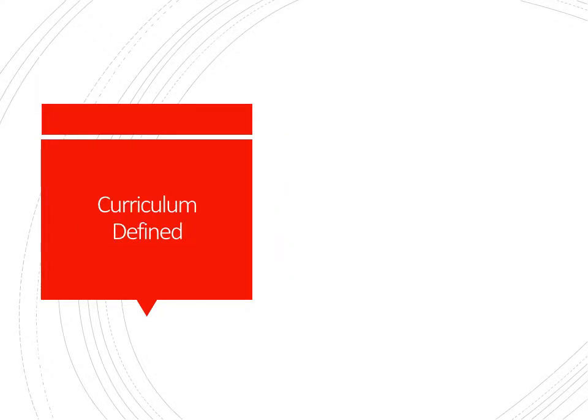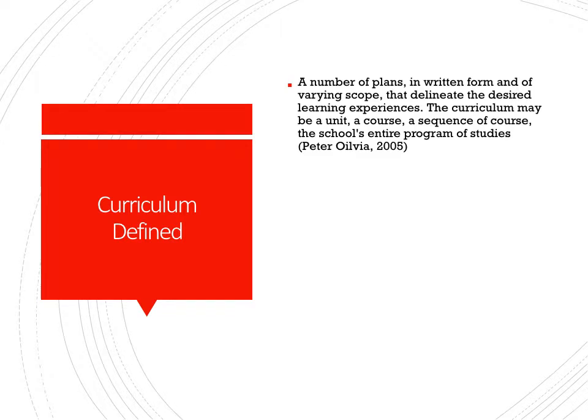Since we're talking about curriculum development, it's really important that we define what curriculum is. So, Peter Oliva tells us that it is a number of plans in written form and of varying scope that delineate the desired learning experiences. The curriculum may be a unit, a course, a sequence of courses, and the school's entire program of studies.